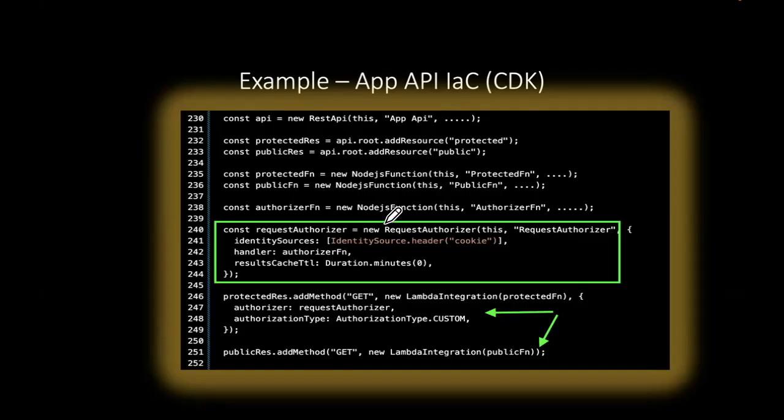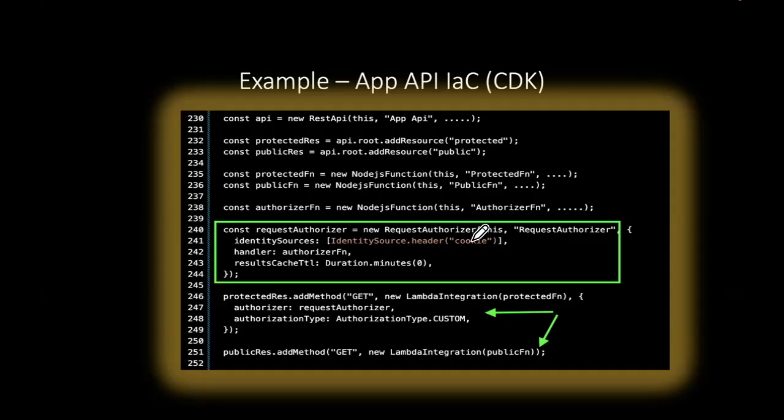So there's yet another built-in L2 construct called request authorizer. Yeah, it's as simple as that, really. And in the configuration of it, I'm referring to my actual lambda function. That's what this reference is here. And there's some other configuration settings as well. Of particular importance is this one. This is indicating where in a request the token will be stored.